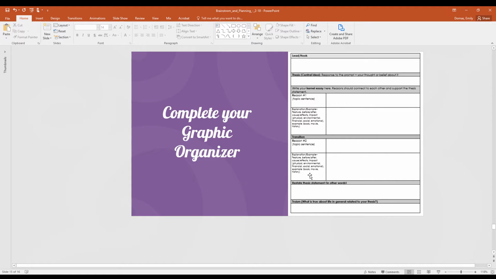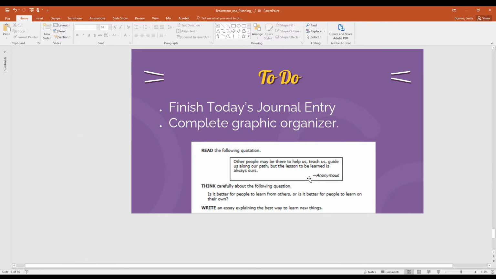Remember, all these lessons are back in our Schoology folder, so you can go back and reference them to help you out with this. But you're going to work on completing your graphic organizer to plan out your writing. You're not writing your rough draft yet, but your goal is to have your graphic organizer completed.